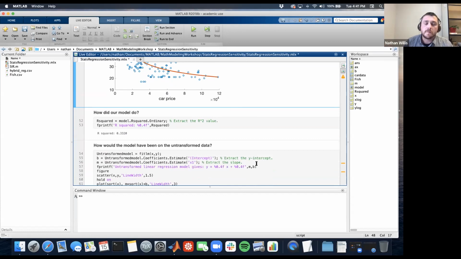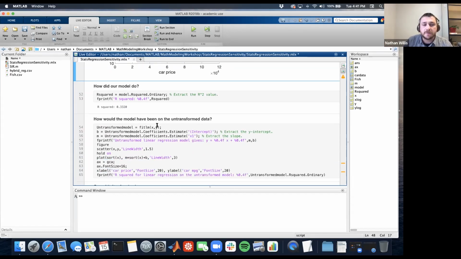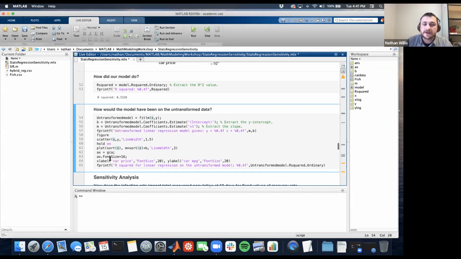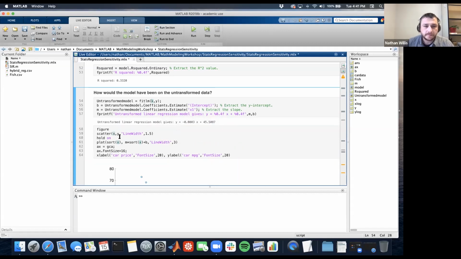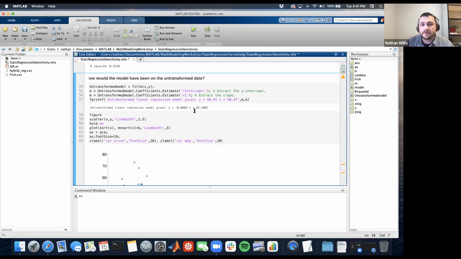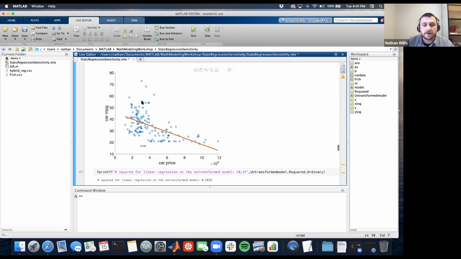Okay, so with that idea in mind, versus a linear model, how would we have done if we had just worked with the untransformed data? So here we're going to do the linear model on just x and y. Everything else is pretty much the same, and let's see how this does. So here's the model. Now remember, before we had like minus 0.3 for the slope, but that was in the transformed data. Now the slope is minus 0.003 times x. And here's what it looks like.